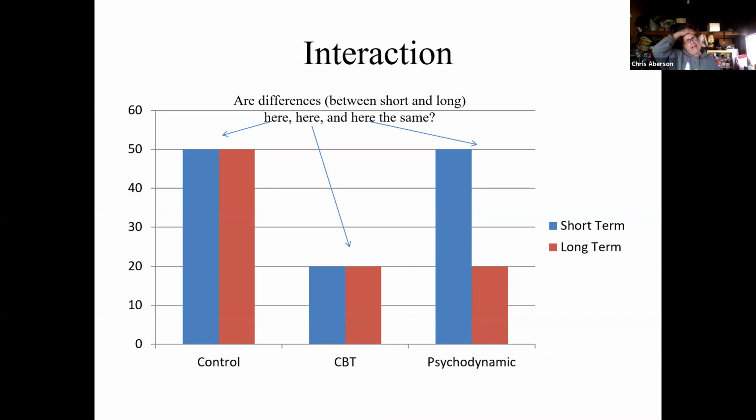The interaction is when we get into this process of looking at the effects of one factor. We can do this with the length because it's simplest to do graphically. Are the differences between short and long term the same for the control group and cognitive behavioral therapy? Yes, they're both the same there, but they differ for the psychodynamic. And when you have that pattern wherein the effects of one factor differ at the different levels of the other factor, that's a hallmark of an interaction.